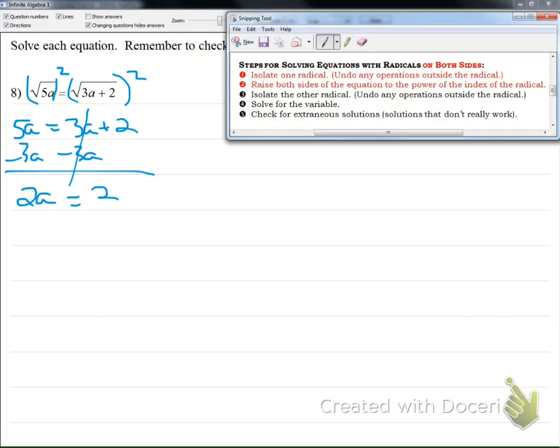That 2 is beside the a. We need to isolate it by dividing by 2. So a is equal to 1.